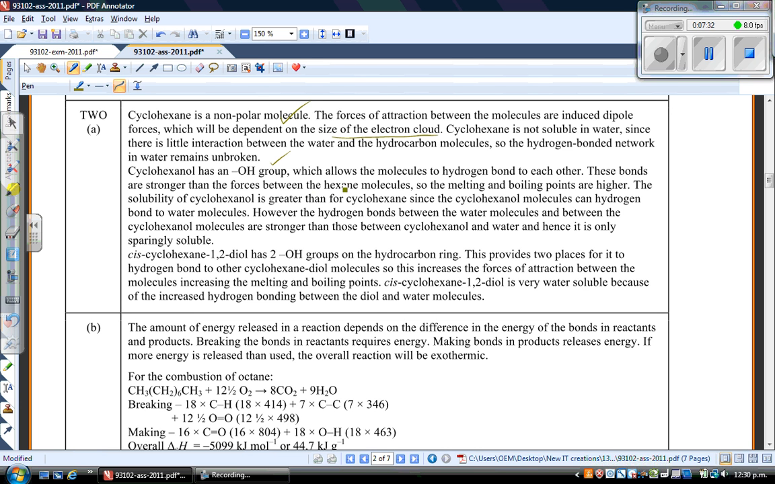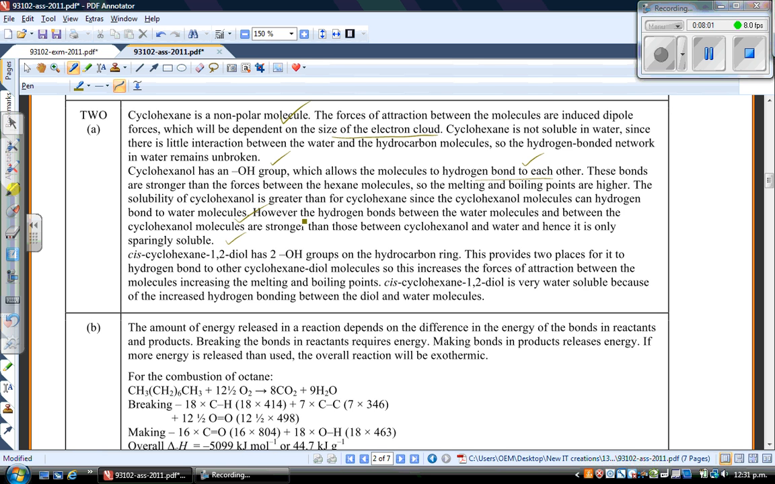Cyclohexanol, on the other hand, has an OH group, which allows the molecules to hydrogen bond to each other. Covered that. These bonds are stronger than the forces between the hexane molecules, so the melting and boiling points are higher. The solubility of cyclohexanol is greater than for cyclohexane, since the cyclohexanol molecules can hydrogen bond to water molecules. We covered that. However, the hydrogen bonds between the water molecules and between the cyclohexanol molecules are stronger than those between the cyclohexanol and water, and hence it is only sparingly soluble.